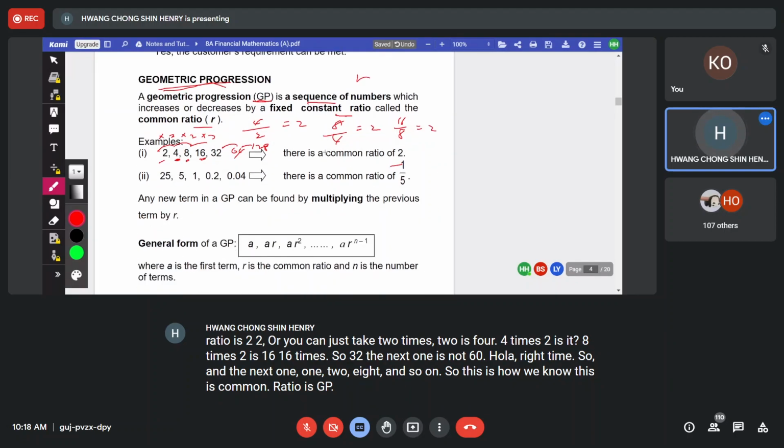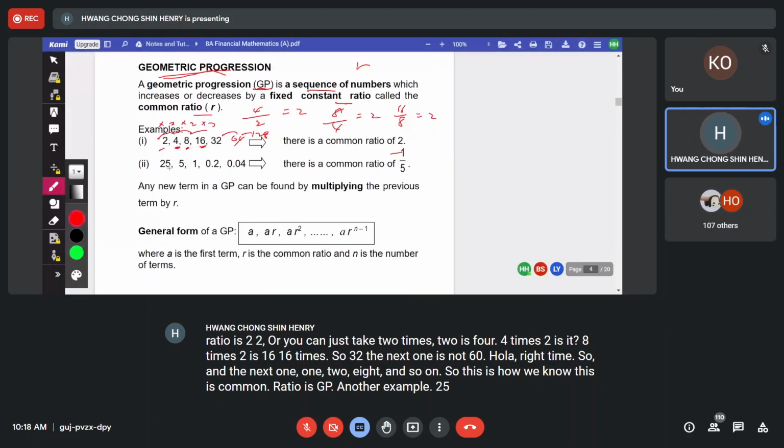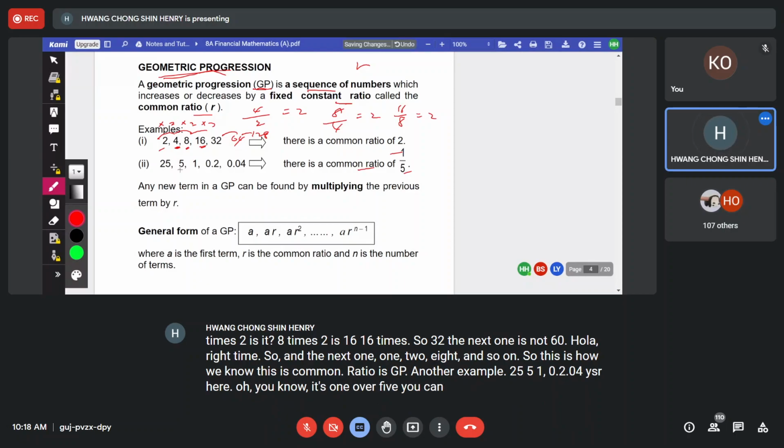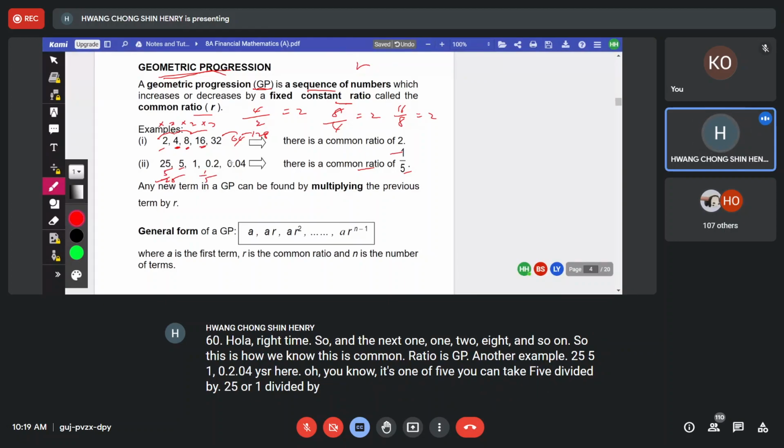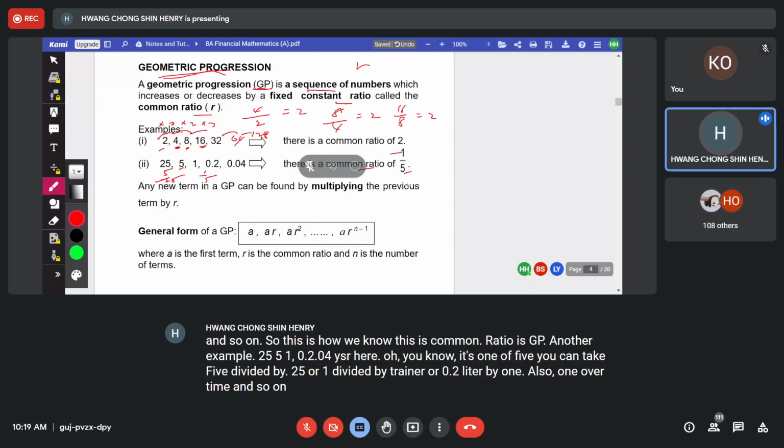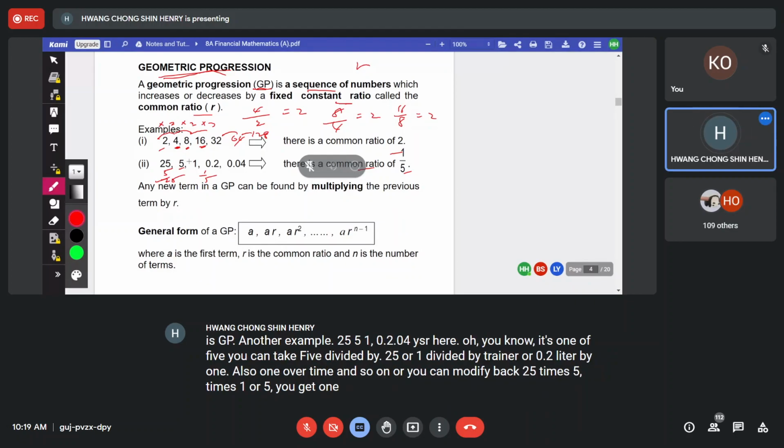Another example, 25, 5, 1, 0.2, 0.04. What is your R here? How do you know it's 1 over 5? You can take 5 divided by 25, or 1 divided by 5, or 0.2 divided by 1, also 1 over 5, and so on. Or you can multiply back: 25 times 1 over 5 is 5, 5 times 1 over 5 you get 1, and so on. Okay.